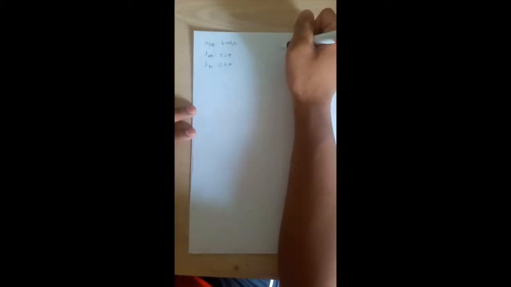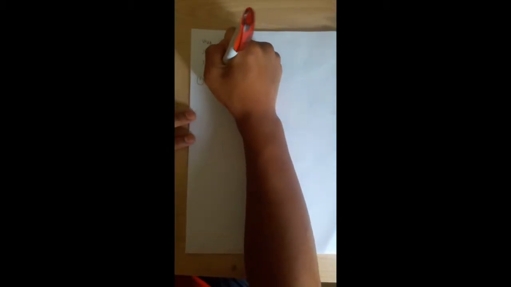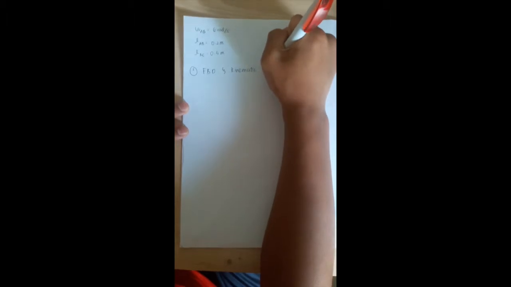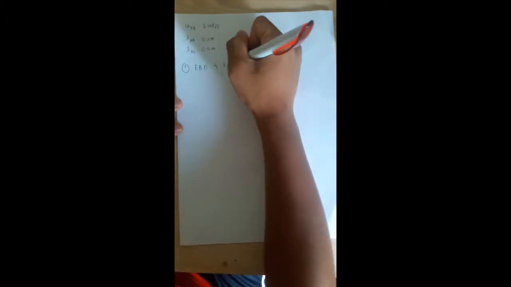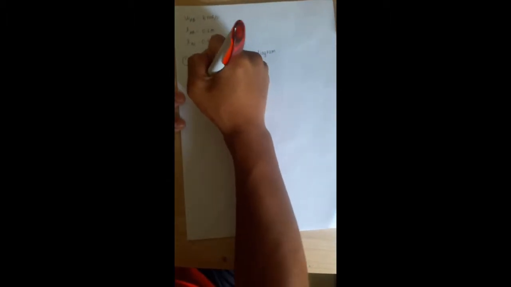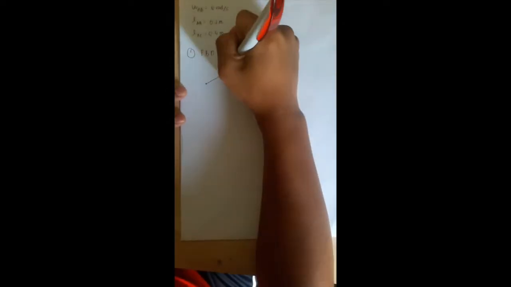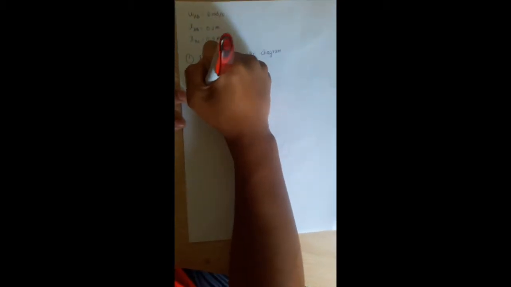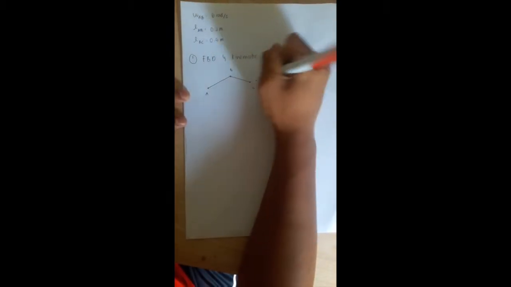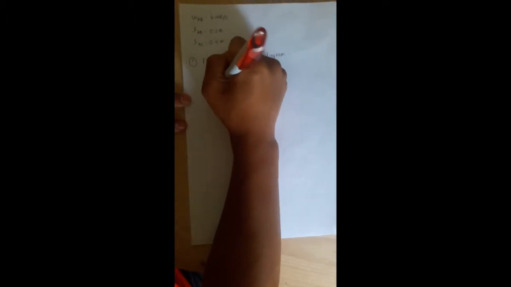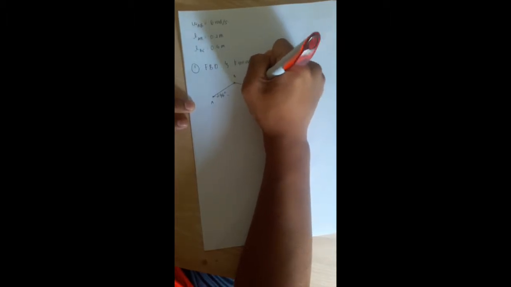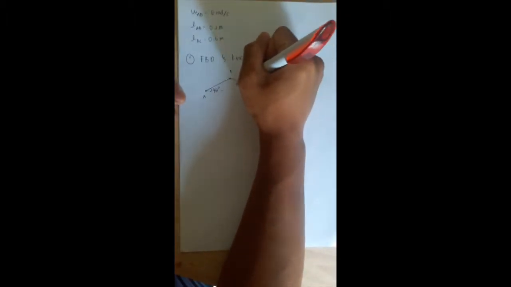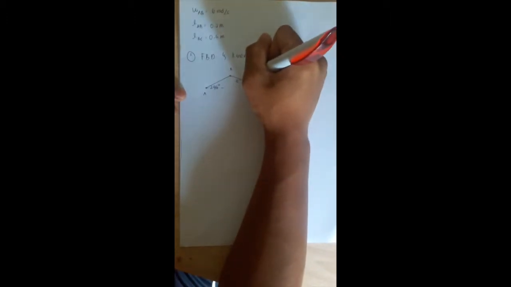But before we jump into the solution, we have to draw the FBD, which is the free body diagram, and the kinematic diagram. The FBD would be like this. Since the question hasn't given any information about the box, we can neglect the box.